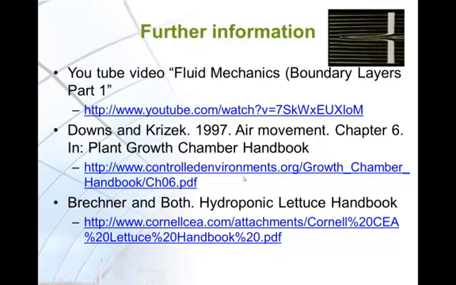And the second one is the Plant Growth Chamber Handbook, Chapter 6, Air Movement. That also helps you to understand what the boundary layer is. And the last one is the Hydroponic Lettuce Handbook, in which you can find the description of vertical airflow fans to mitigate tip burn of lettuce.